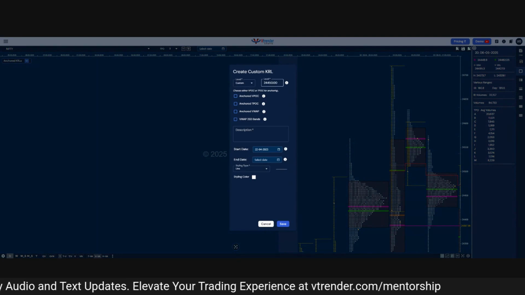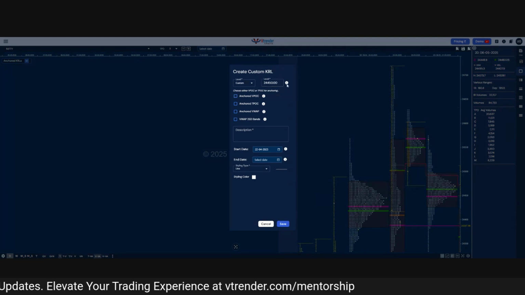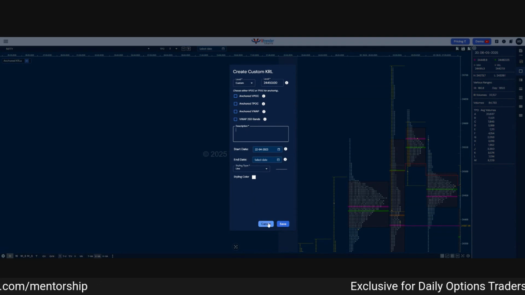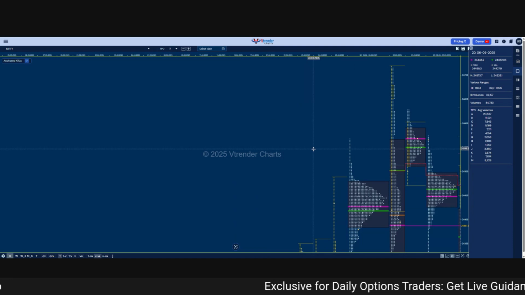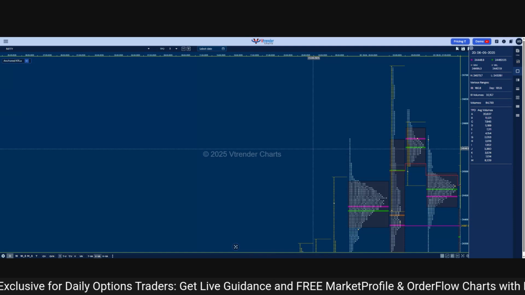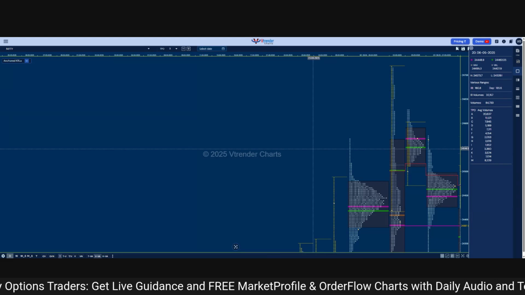For example, if you want to add the FA point which we had on 16th of April, you just need to put the level there, add the description and save. What it helps is it helps you in marking those levels on the chart. So whenever the auction is going back to that level, you know that yes, this was an important reference. So you become extra alert there.